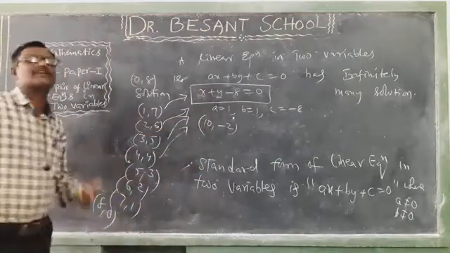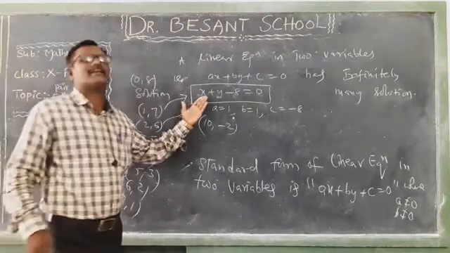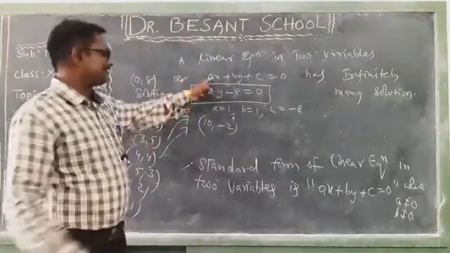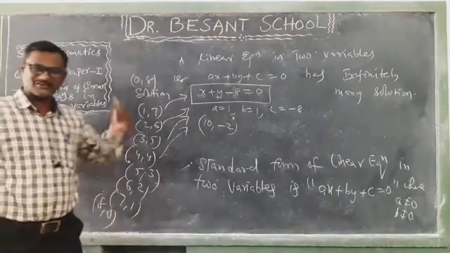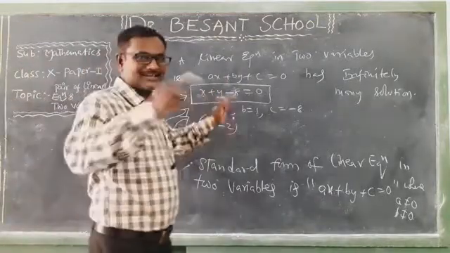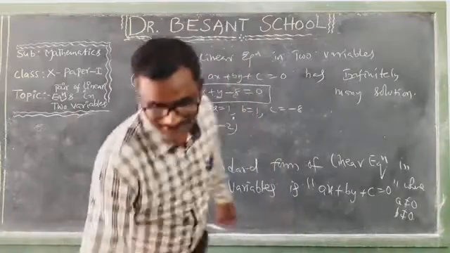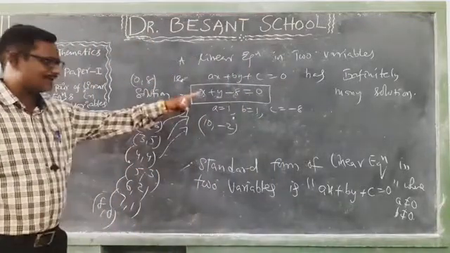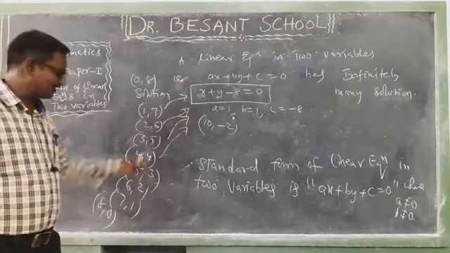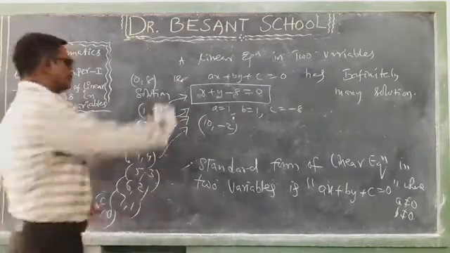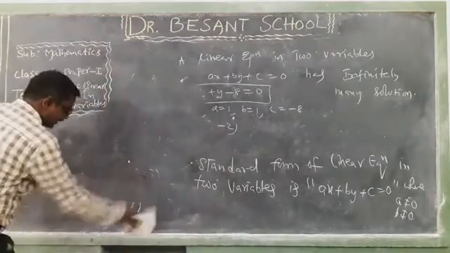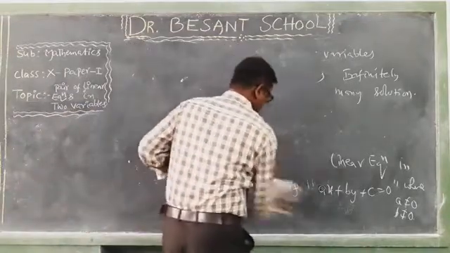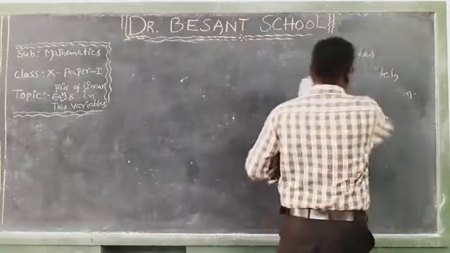So we will get infinitely many solutions for the standard form of a linear equation in two variables, ax + by + c = 0. A linear equation in two variables ax + by + c = 0 has how many solutions? Infinitely many solutions. We can prove that any linear equation has infinitely many solutions. Okay, children, now observe. This is the information regarding solutions of a linear equation in two variables.